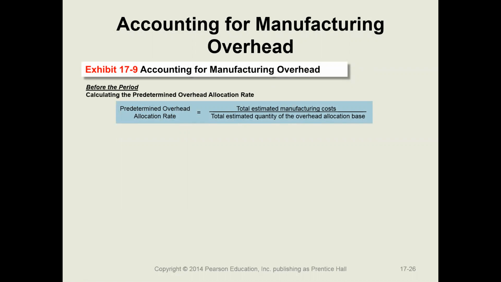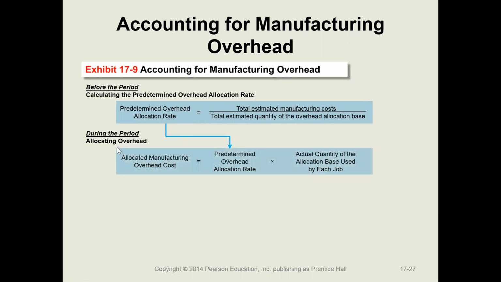So before the period, again, we determined the predetermined overhead allocation rate. Then during the period, as we did jobs, you remember that we used that predetermined overhead allocation rate times the actual quantity of the base that we used. So as we were doing jobs, we got actual quantities, and then we applied those for each job against the predetermined overhead allocation rate to get the amount of manufacturing overhead allocated to the job.